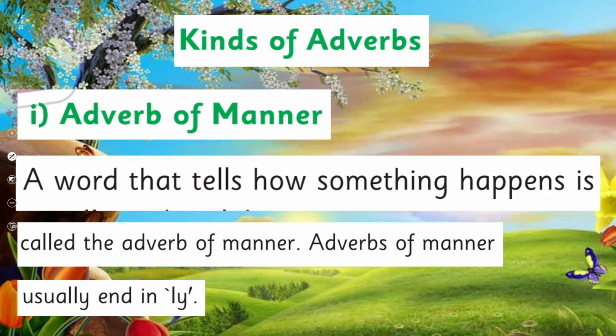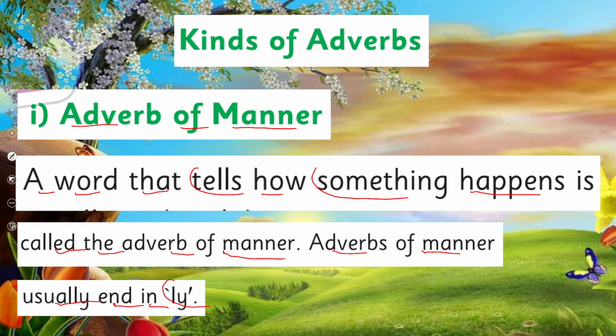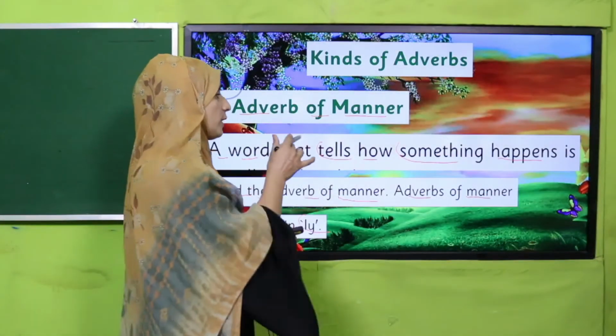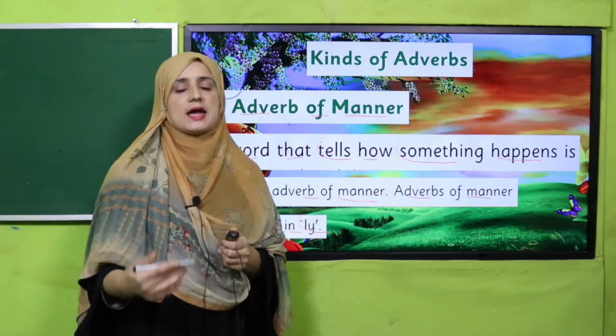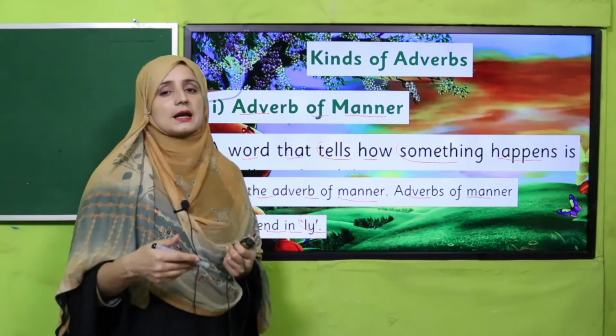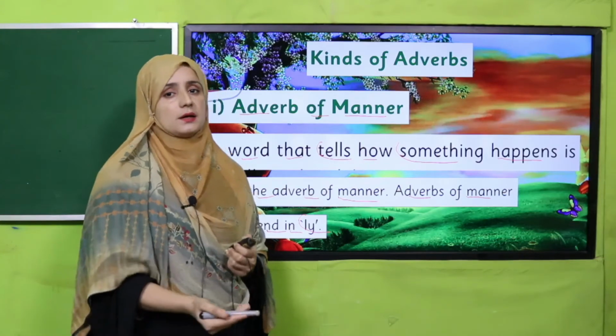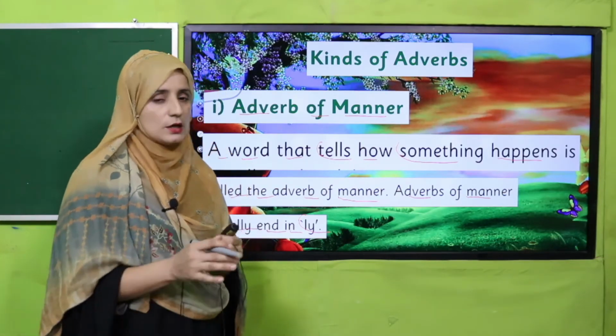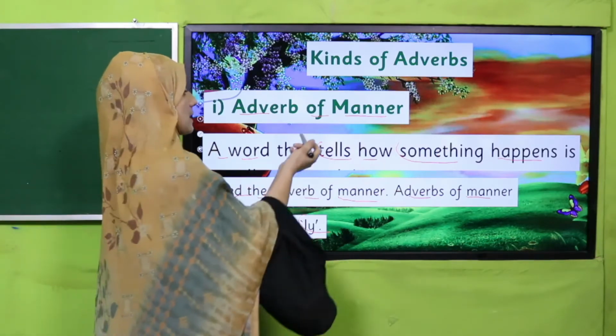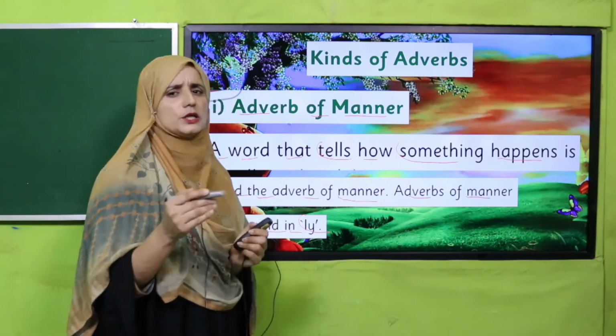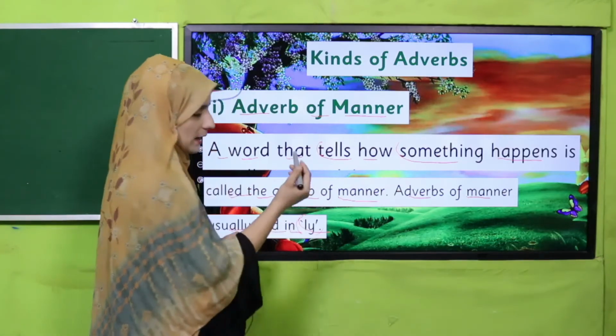There are kinds of adverbs. Adverb of manner. A word that tells how something happens is called an adverb of manner. Adverbs of manner usually end in ly. My dear students, an adverb of manner tells us how that action is happening. We can say slowly, quickly, in which manner any action is being done. Such adverbs are called adverbs of manner, and they mostly end in ly.